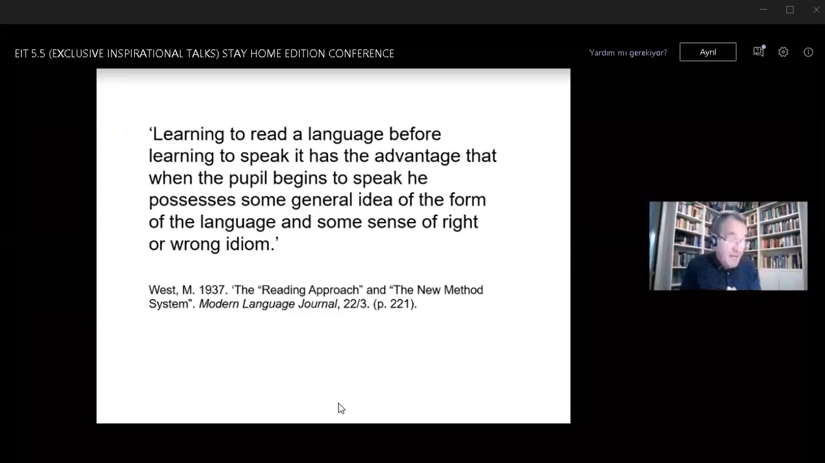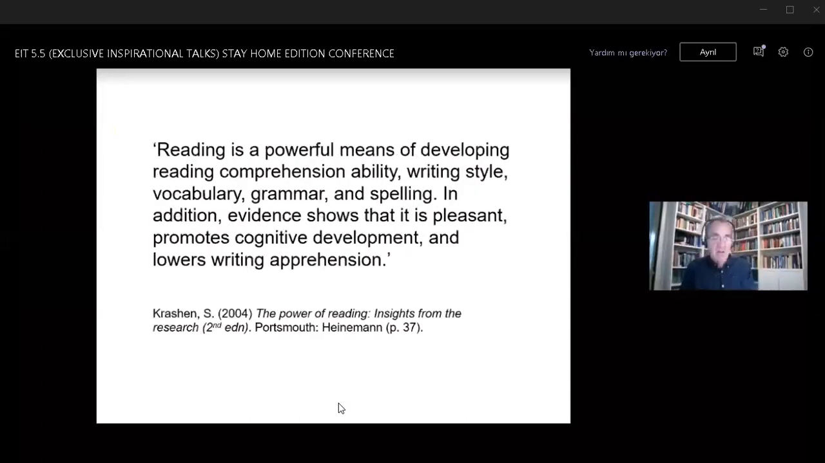Now, that was in 1937. Does this ring any bells? Has anybody been saying this more recently, that it's all about comprehension, comprehension, comprehension? Yes, of course. Our good friend Stephen Krashen, who from the 1980s was saying much the same thing. And he still says it.